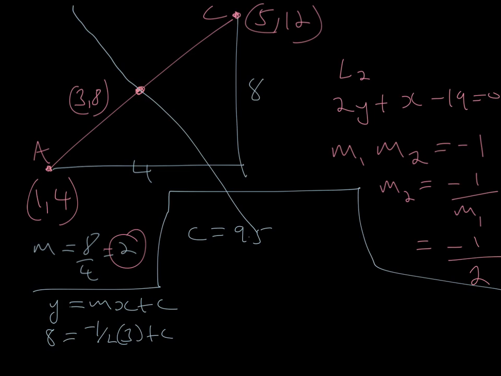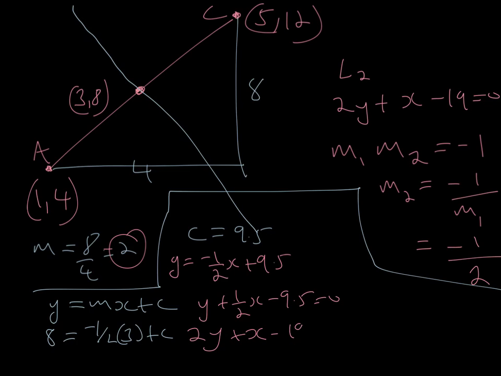Then we can rewrite the equation of the straight line here with all the variables now that we solve for c, and we end up with y equals -1/2 x plus 9.5. Bearing in mind that we are asked to show this is the equation of the straight line, if we bring all this over to one side, we're going to end up with y plus 1/2 x minus 9.5 equals 0, and if we multiply both sides by 2, we'll end up with 2y plus x minus 19 equals 0.